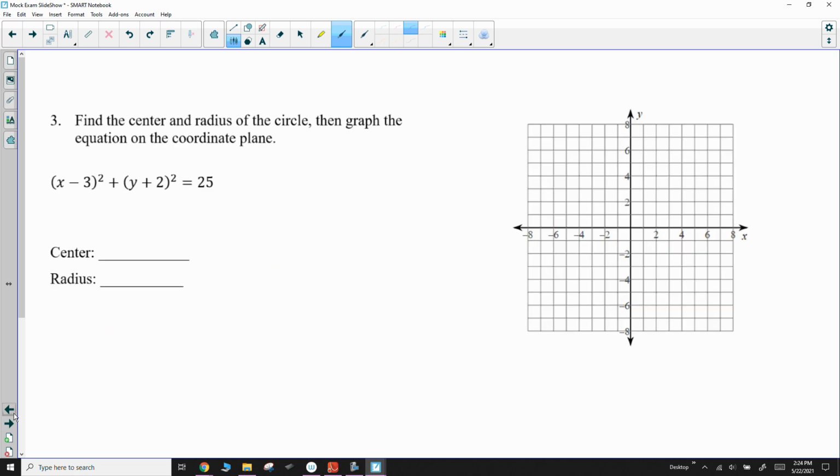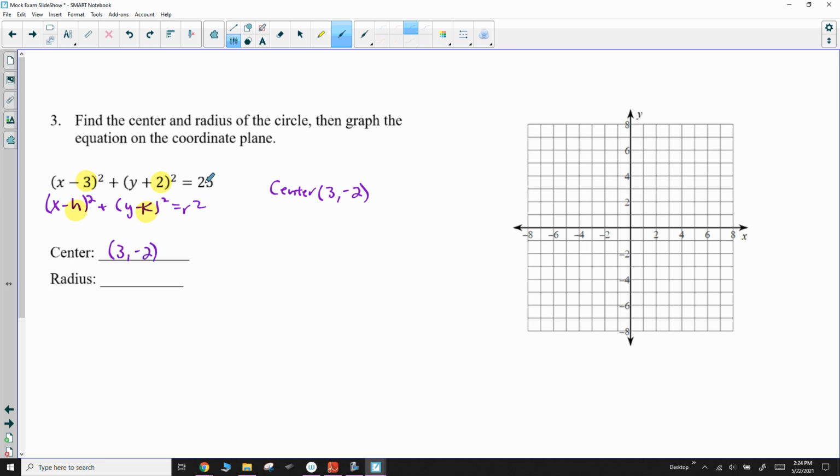All right, find the center and radius of the circle. So FYI, this plus this is equal to this. You've got to watch the signs. Whatever sign you have is going to be opposite. So what I mean by that is my center, I have -3. I'm going to take the opposite of -3. My center is happening at 3, comma. I have +2. I'm going to take the opposite of +2, so -2. So my center is happening at 3, comma, -2.